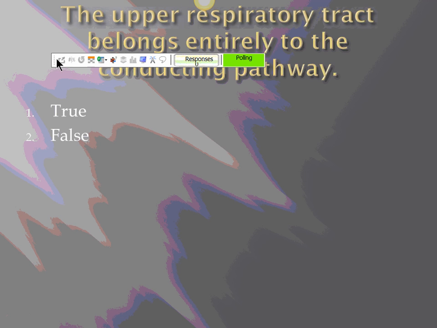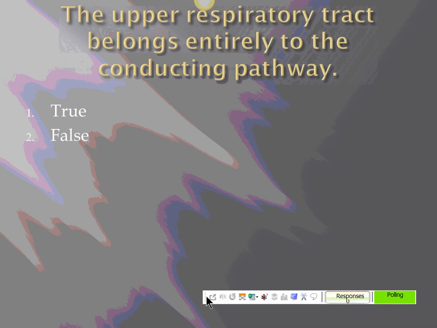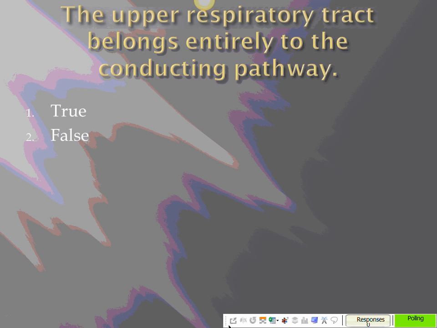Now, let's look at this question. I told you structurally or anatomically, and I said functionally speaking, we divide it. So the upper respiratory tract belongs entirely to the conducting pathway. Is that true or false?